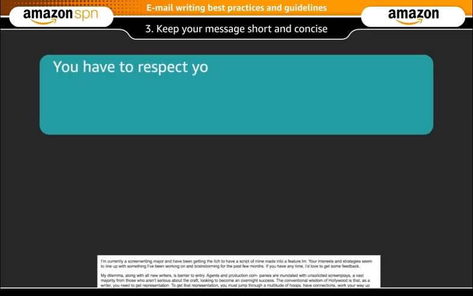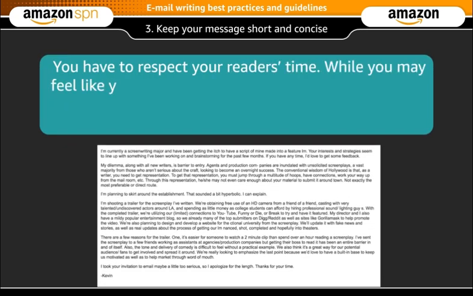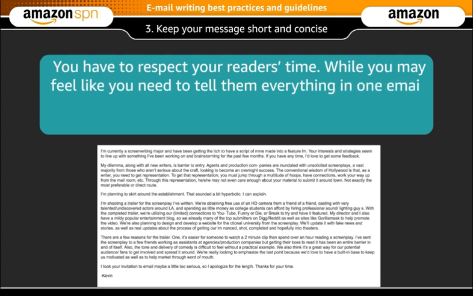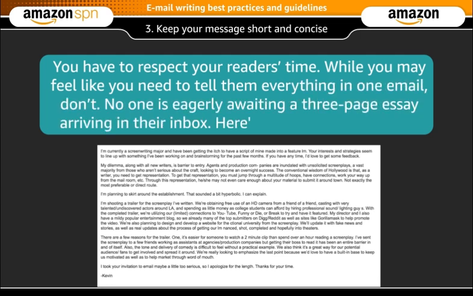You have to respect your reader's time. While you may feel like you need to tell them everything in one email, don't. No one is eagerly awaiting a 3-page essay arriving in their inbox. Here's one I received recently. If you write emails like this, please keep in mind the following corrections you can make.